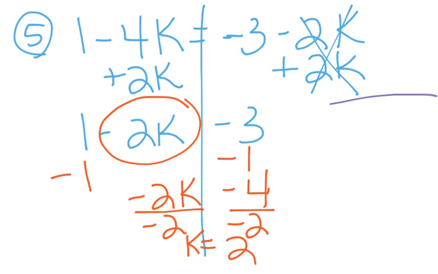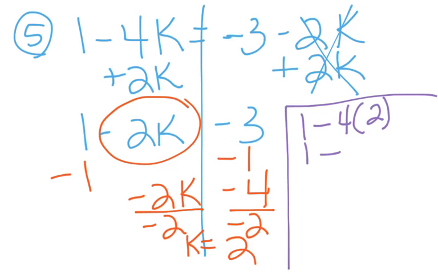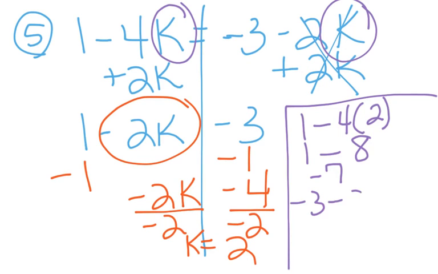Again, I'm going to do a check because I want to make sure I did it right. So 1 minus 4 times 2 is 1 minus 8, or negative 7. That's where I replace the k right there. Now I'm going to replace this k. Negative 3 minus 2 times 2, changing the k to a 2. Negative 3, 2 times 2 is 4. Negative 3 minus 4 is negative 7.